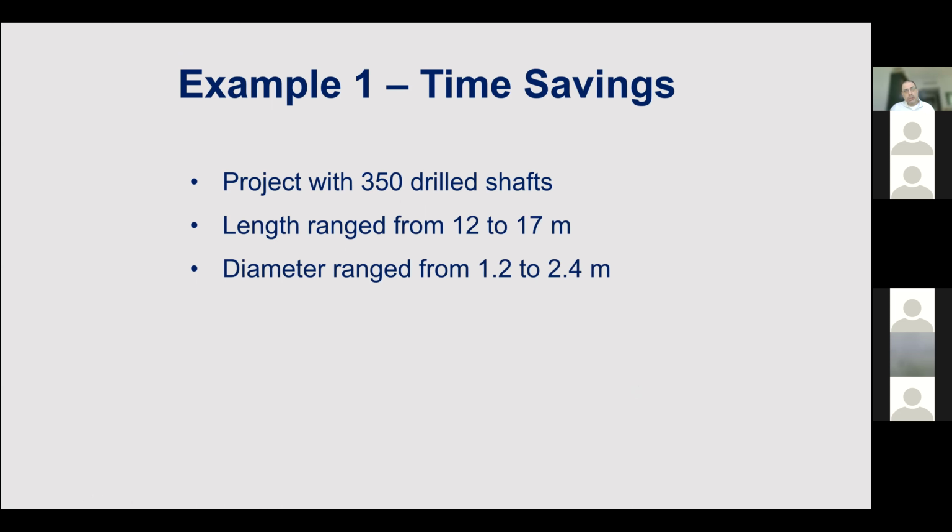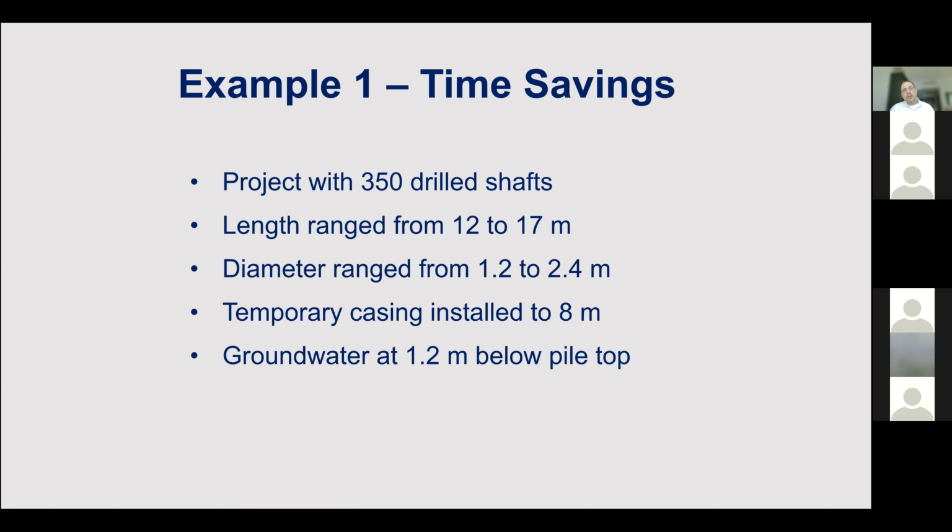So just a quick case history giving you some flavor about the method, what it can do, and how it can affect the outcome of the testing in general and the project. This example is being presented because it represents time savings. In this particular project, there were 350 drilled shafts or bored piles, ranging from 12 to 17 meters in length and 1.2 to 2.4 meters in diameter. There was a temporary casing installed at the top 8 meters.